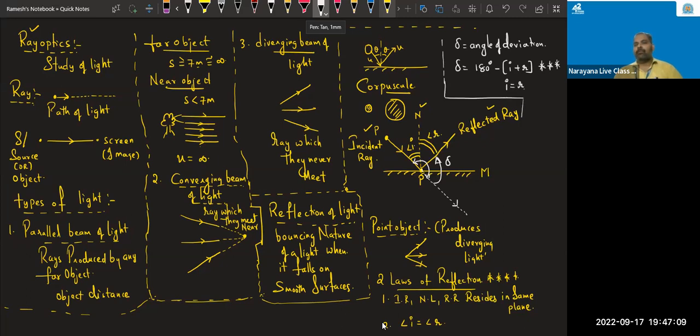And also we know I is equal to small r only, right? Yes or no? So put the I value for R. So what can I write? Angle of deviation equals 180 minus (I plus I), how much? 2 into I. So angle of deviation is 180 minus 2I, or 180 minus 2R. Both are the same. Okay, copy quickly.